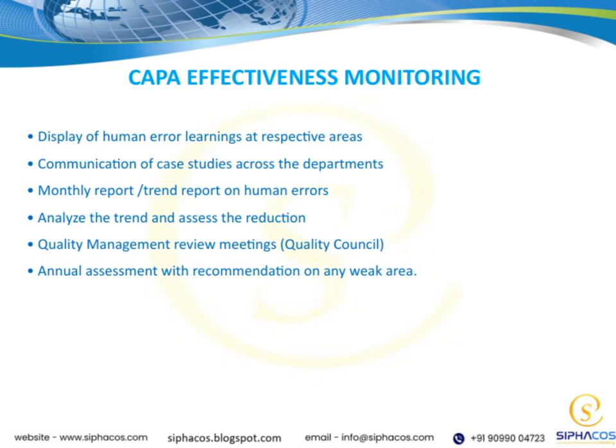This ongoing review feeds into our quality management review meetings, often called the Quality Council, where we discuss broader quality issues and improvement opportunities. Finally, we conduct an annual assessment that includes recommendations for any weak areas identified during the year. This comprehensive approach ensures we're not only reactive, but proactive in continuously improving our processes and reducing errors. It's all about creating a culture of learning, accountability, and sustained improvement.